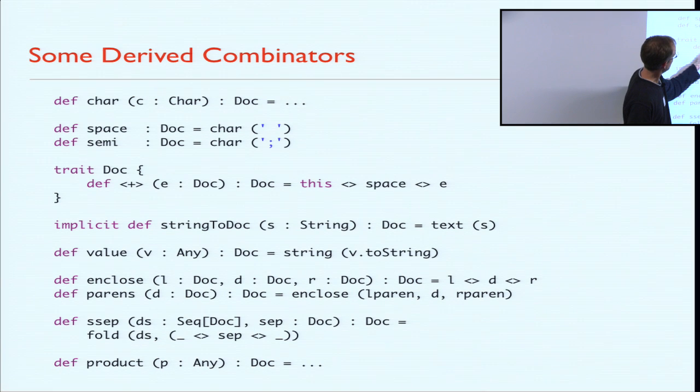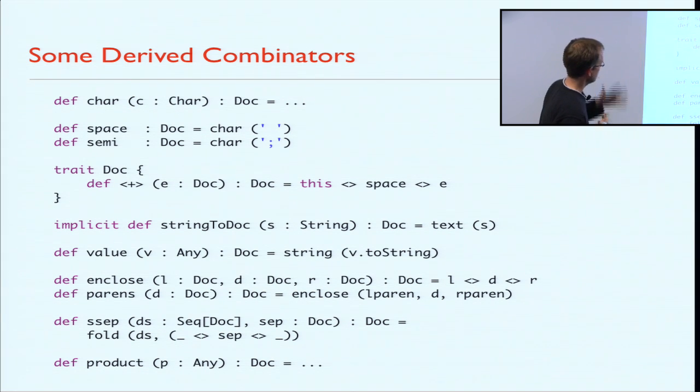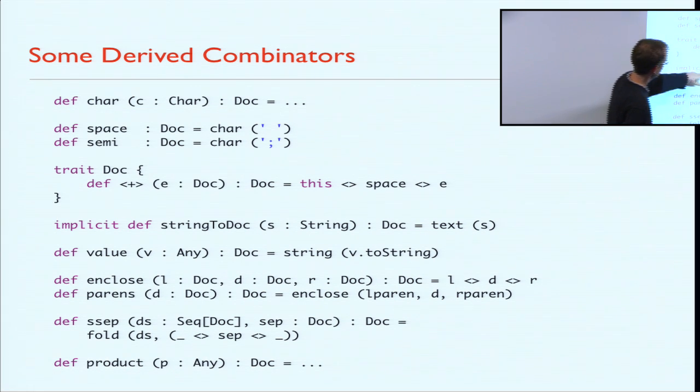Other sort of composition operators, so things like this plus one, is basically take the current document with a space and the other document. Okay, so you got a whole host of these. One nice one for Scala is this string to doc. Because this is implicit, you can use any string as a document, and that shortens up the specifications, which I'll show you in a minute.